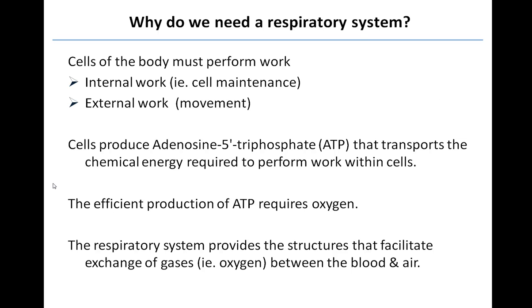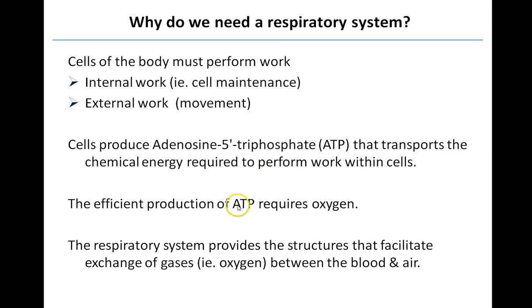Cells in our body produce a material called adenosine triphosphate, or ATP for short. This is a very important molecule. It acts like an energy shuttle. It transports the chemical energy that we derive from our nutrients to areas within the cell where that energy can be used to drive certain processes.